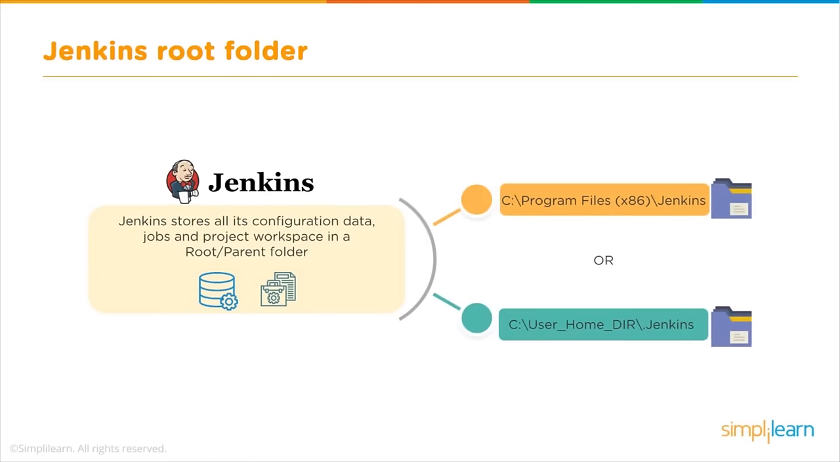Before you start the Jenkins installation, just be aware of one fact: there is a variable called Jenkins home. This is where Jenkins would store all its configuration data, jobs, project workspace, and all that specific to Jenkins. By default, if you don't set this to any particular directory and you install using the MSI installer, your installation gets into C colon program files 86 and the Jenkins folder. If you run a WAR file, depending upon the user ID with which you're running it, a .jenkins folder gets created inside the user home directory.